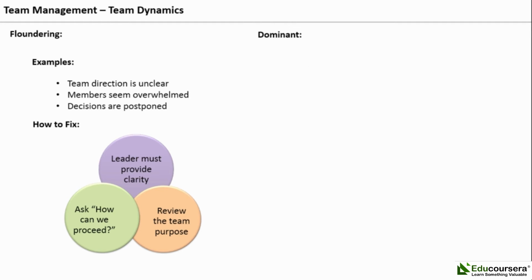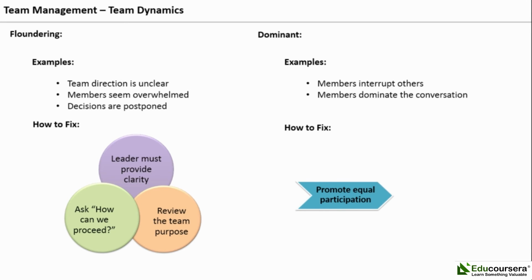Dominant. The examples of dominant include: members interrupt others and members dominate the conversation. We can fix it by promoting equal participation and structuring the discussion.